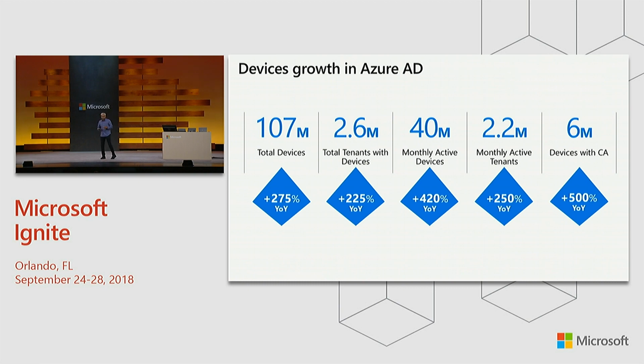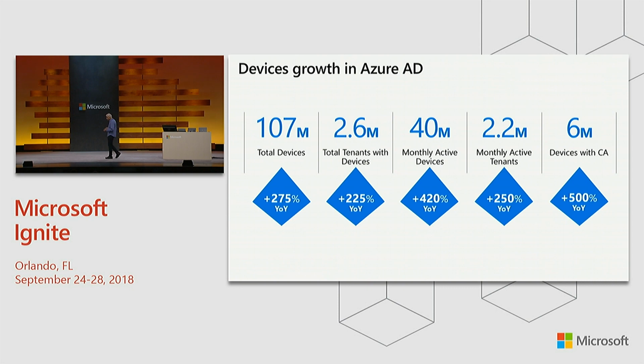The key number there is also the monthly active devices, which is also over 40 million. That shows the attach rate with all the devices that are being registered in Azure AD. And also look at the tenants. There are 2.6 million plus Azure tenants that have one or more devices registered with Azure AD.